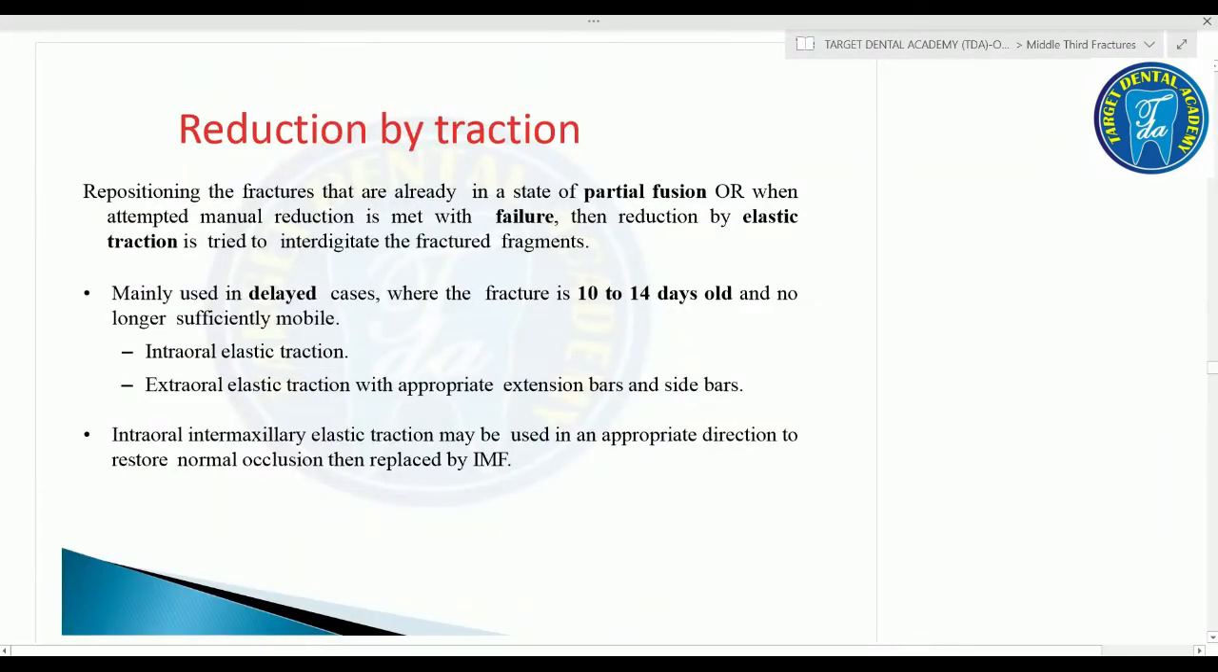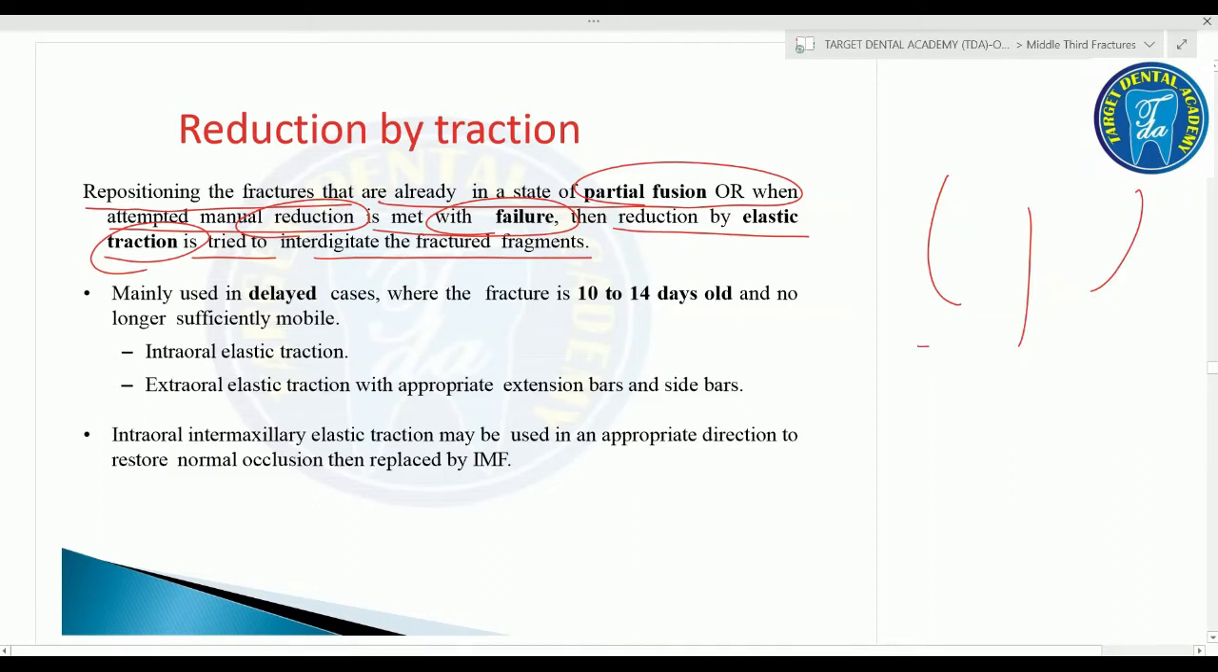Now coming on to another method, that is reduction by traction. In this, the repositioning of fractures that are already in a state of partial fusion, or where attempted manual reduction has met with failure, elastic traction is tried to interdigitate the fractured segments. It is mainly used in delayed cases where the fracture is 10 to 14 days old and is no longer sufficiently mobile.